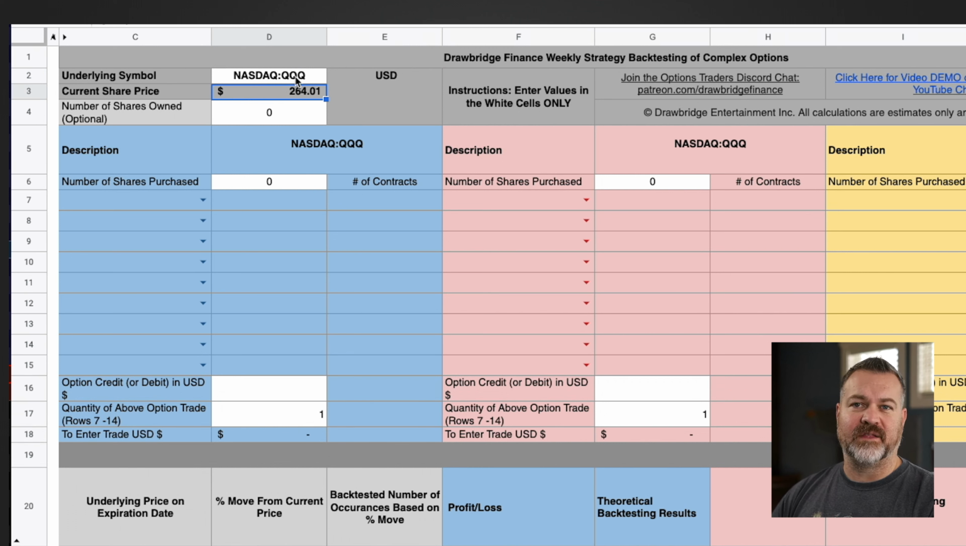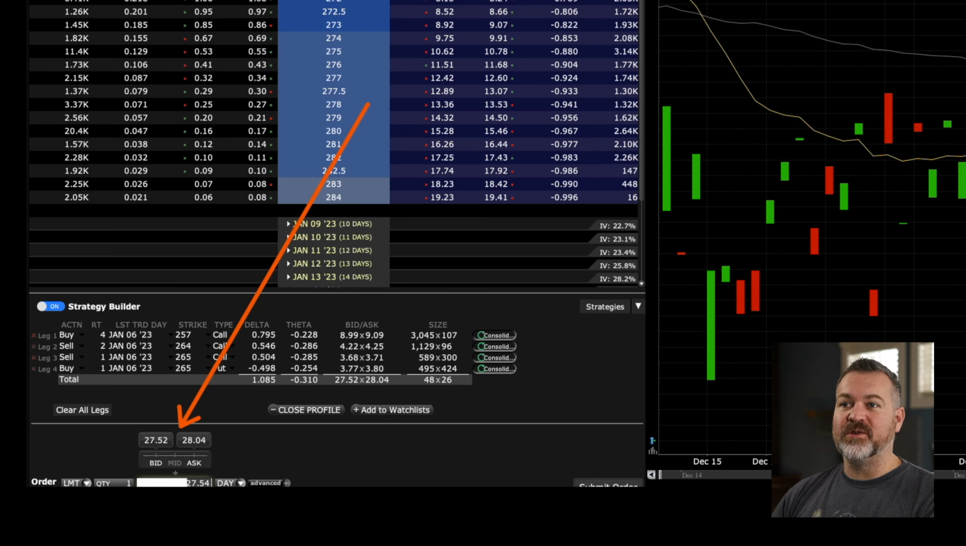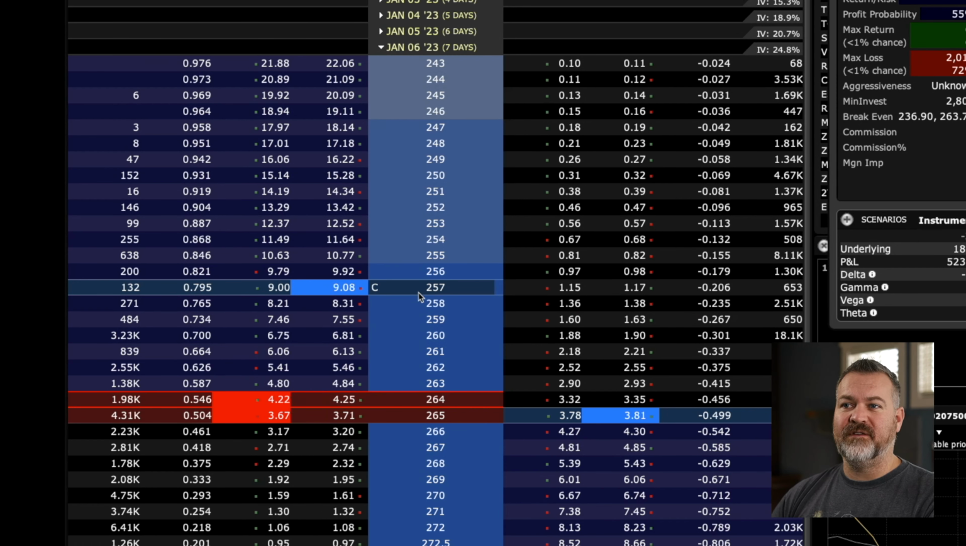Now in this particular case, I've left this number of shares owned, which is optional. I left it on because it was part of the comparison calculator, but for the most part, adding the number of shares owned will create erroneous results, and I don't think it's very appropriate to put in anything in this box, but you can use it just to see the charts if you did want to. We're going to plug these numbers in exactly how we see them. So we're going to go 257, 264, 265 strikes.